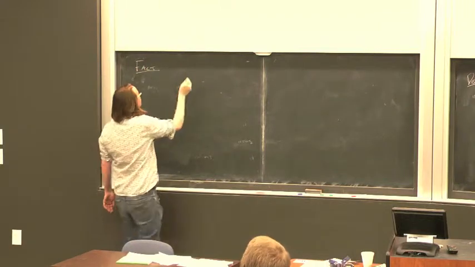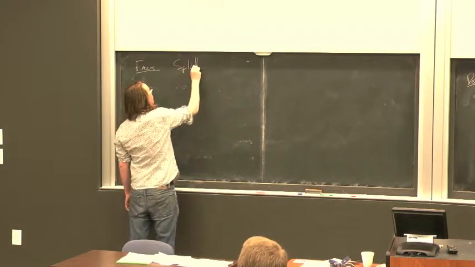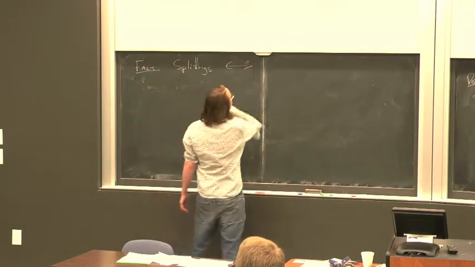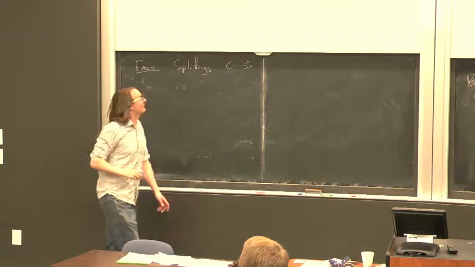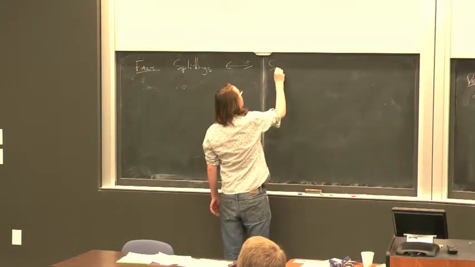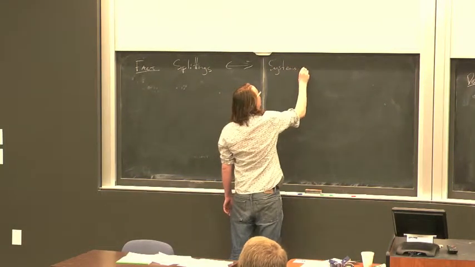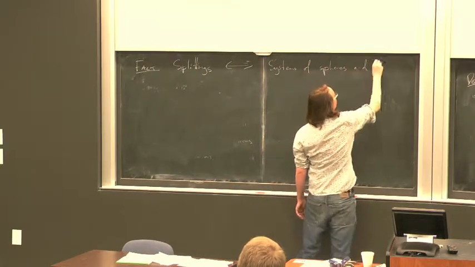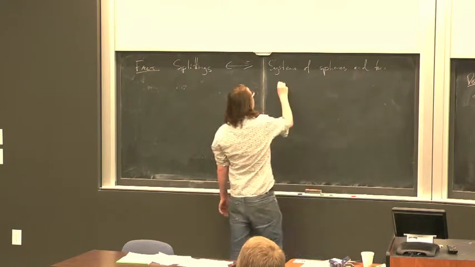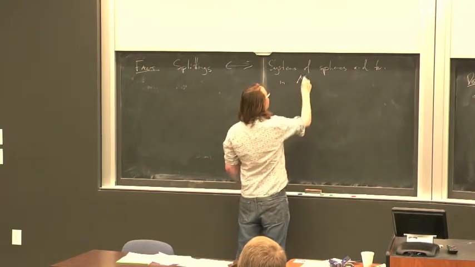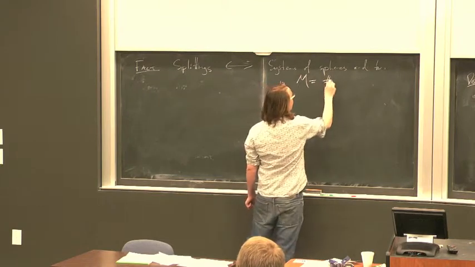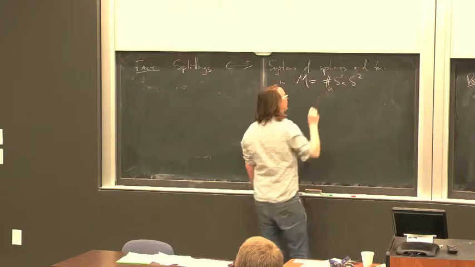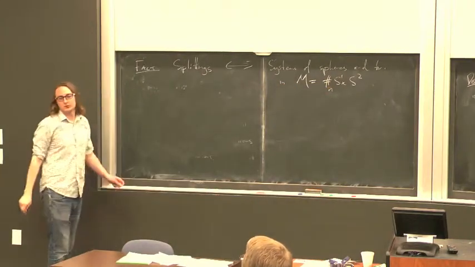So in fact, these splittings have a one-to-one correspondence with systems of spheres and tori in a doubled handlebody. So I'm going to take, this came up in Matt's book, this connected sum of n copies of S1 times S2.